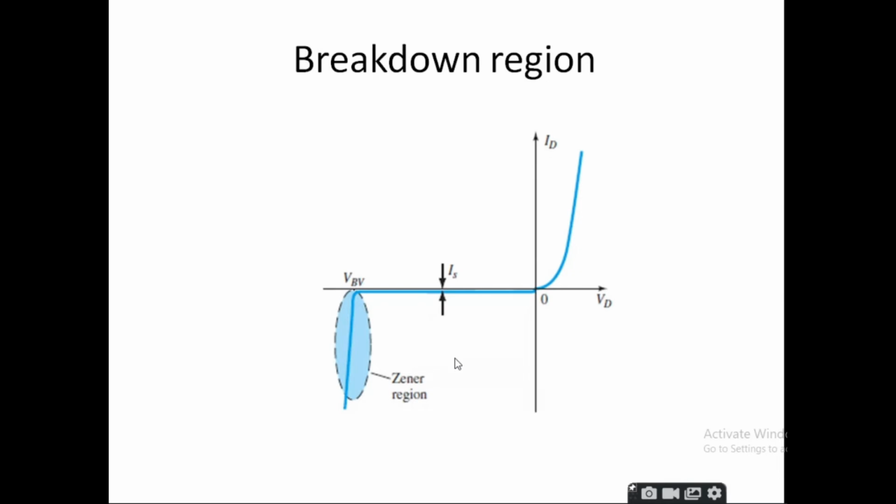Any reason why the saturation current is going to change if the temperature is changing? Sir, it will affect the flow of electrons.